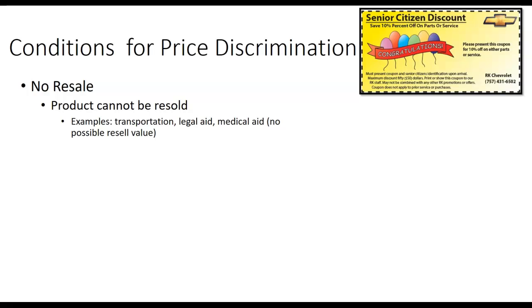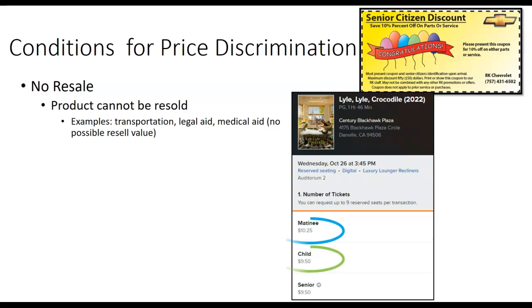Okay, in order to increase your customer base, you do price discrimination, like give a 10% discount to senior citizens. Like give a matinee price. Give a lower price for a child to the movie. If you've never seen Lyle, Lyle, Crocodile, it's a wonderful movie.